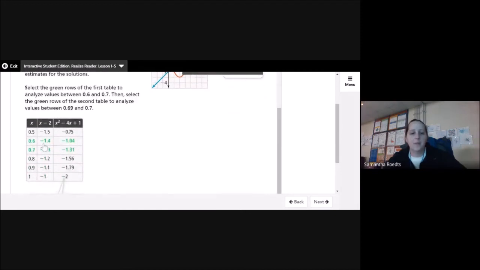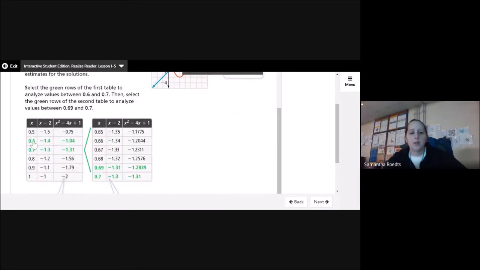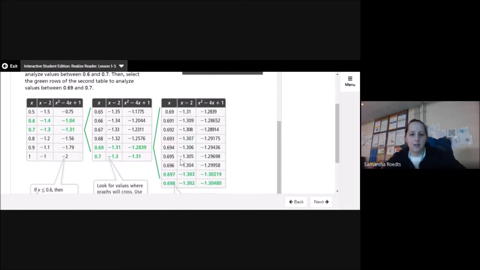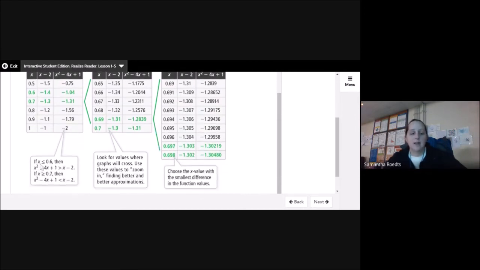Okay. So notice here at 0.6, well, you can get even more specific to 2 decimal places, to 3 decimal places, to 4, you can keep going. Okay. So if x is greater than or equal to 0.6, then x squared minus 4x plus 1 is greater than x minus 2. If x is greater than or equal to 0.7, then x squared minus 4x plus 1 is less than x minus 2.